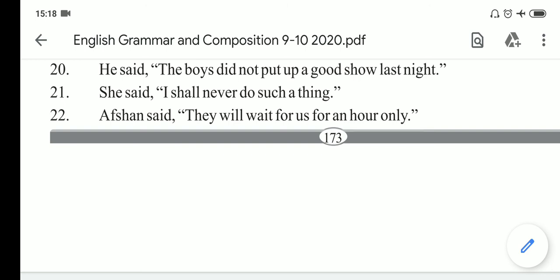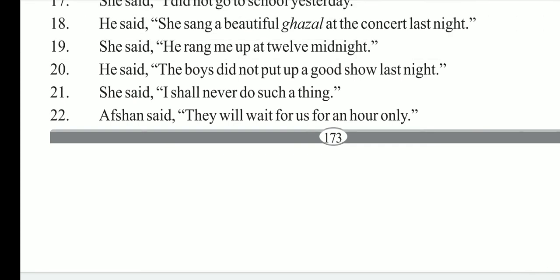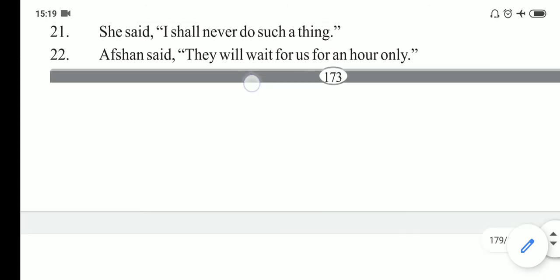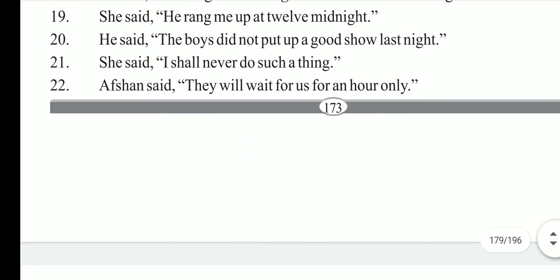She said that she should never. Shall, as I told you in the rules, will change into should. Afsha said they will wait for us for an hour only. Afsha said that they would wait for us for an hour only. I told you that will is changed into would and shall is changed into should. By the way, you can also change shall into would. So if both shall and will change into would, that is okay too.